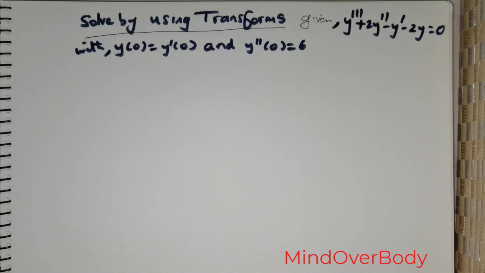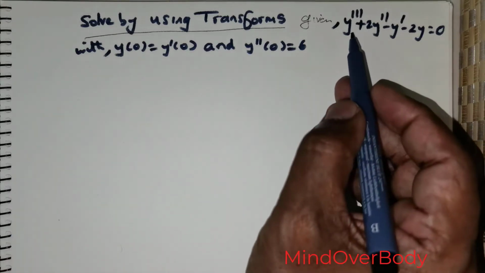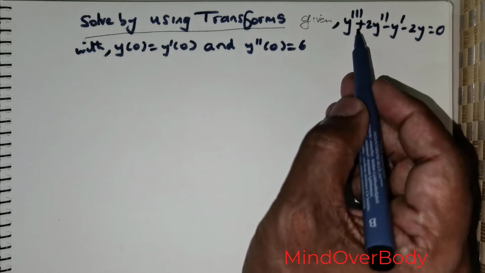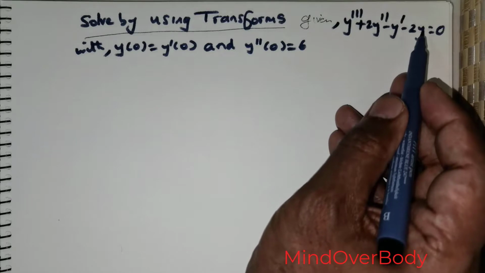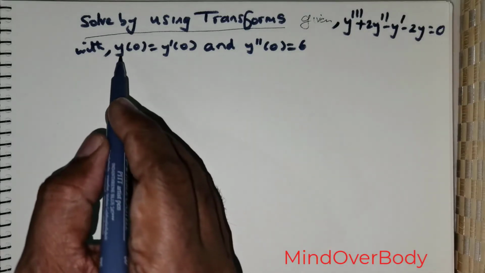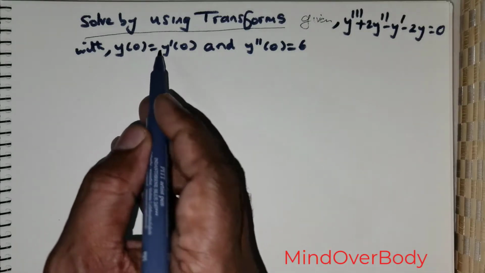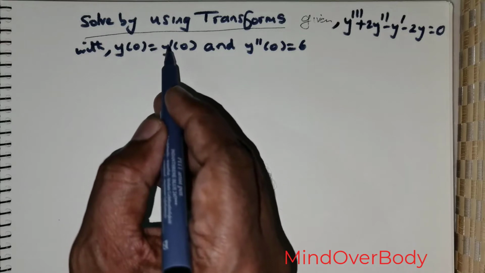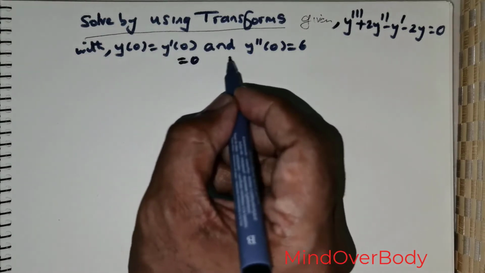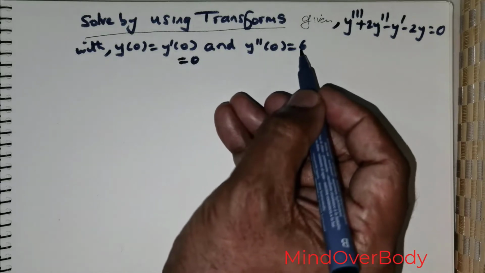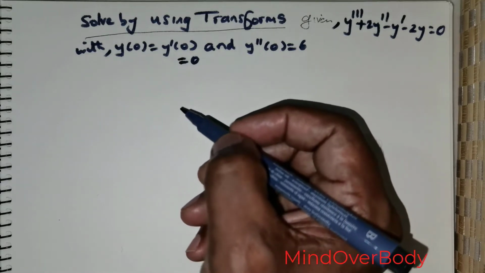transforms are being applied. So we got the differential equation: y triple dash positive 2 times y double dash negative y dash negative 2 times y is equal to 0. Given that y at t is equal to 0 is equal to y dash at t is equal to 0 is equal to 0, and y double dash at t is equal to 0 is given to be 6.